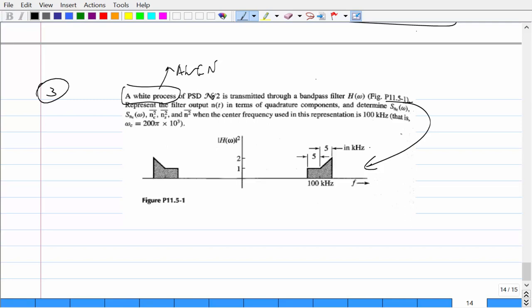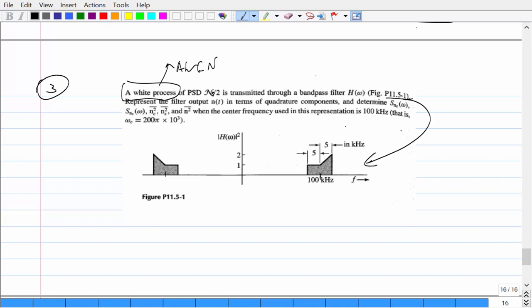Okay, so how exactly do we do this? Also if you take a look here, the bandpass filter is actually the magnitude squared, so it's very nice. All you have to do is just use this, so you don't have to square anything. They actually give you the bandpass filter already squared, so they do a lot of the work for us.